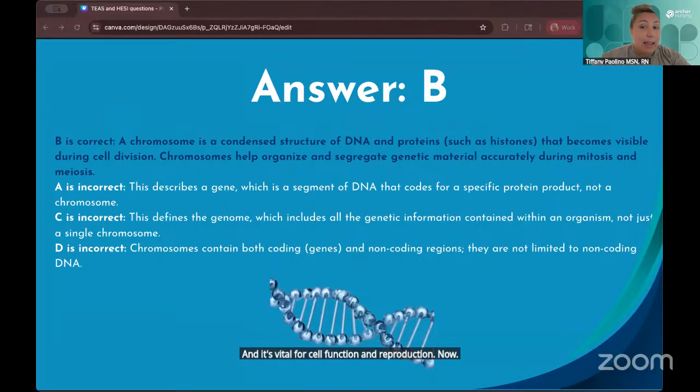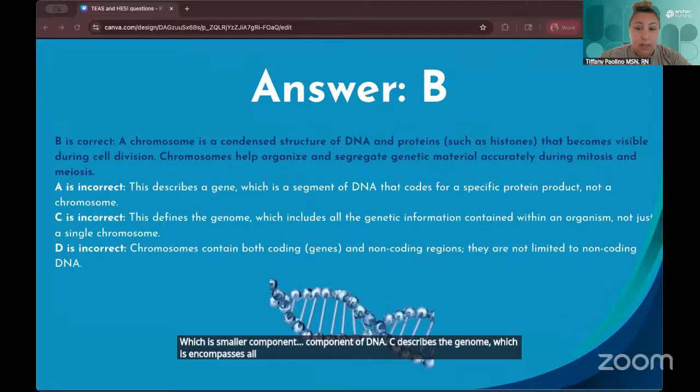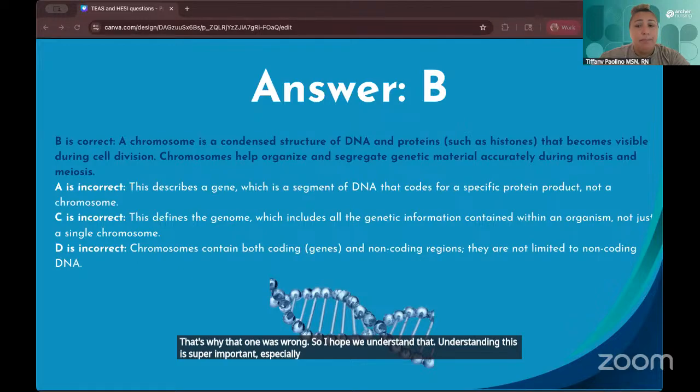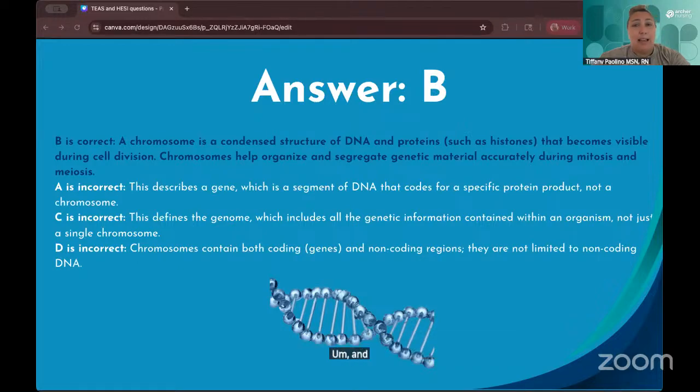Now, A refers to a gene, which is a smaller component of DNA. C describes the genome, which encompasses all genetic material. And then D says chromosomes include both coding and non-coding DNA, not just coding DNA. That's why that one was wrong. So I hope we understand that. Understanding this is super important, especially genetics, and making sure that these kinds of terms are understood.